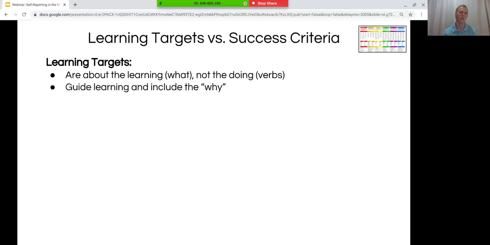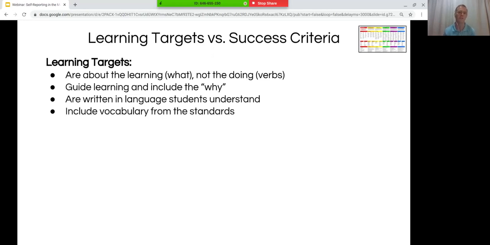They guide the learning and include the why. So what am I learning and why am I learning it? Those are the two big questions you have to remember. All right, they're written in language that students understand. So there is teacher language and there is student language. Make sure we're using student language when we're introducing them to learning targets.